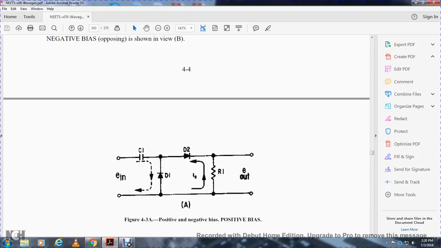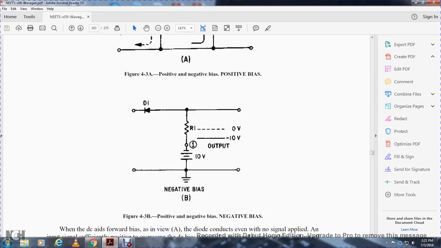Figure 4.3, positive and negative bias. For the positive bias, the input voltage goes through the capacitor to the diode, then to diode 1, resistor 1, and the output voltage. The positive and negative bias circuits show 0 volts at the resistor.